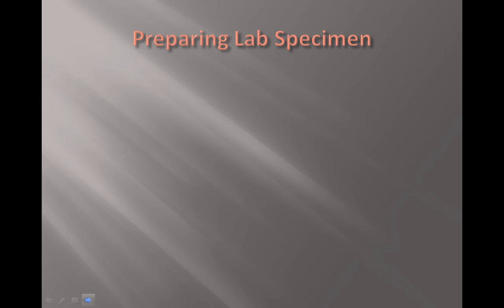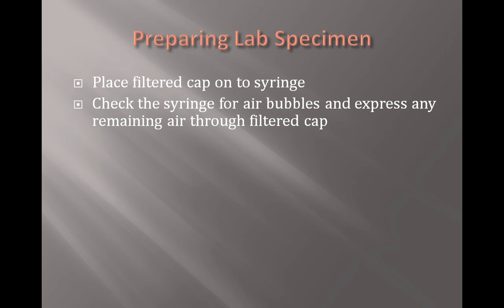Here are a few quick tips to get your specimen to the lab for processing. First, you'll want to place the blue filtered cap on top of the syringe. Check the syringe for air bubbles. Gently flick the barrel of the syringe to get any air bubbles to rise and express them through the filtered cap. Be careful not to occlude the filter with the tip of your finger, as the air cannot be evacuated. The pressure will build up in the syringe, and as you push the plunger, you could wind up with a blood exposure.